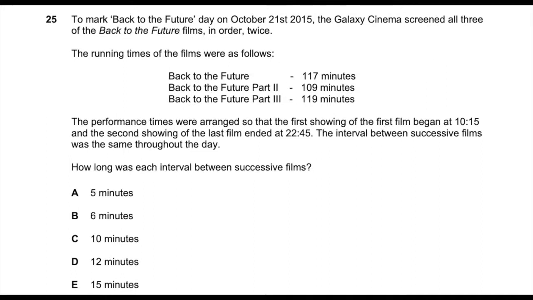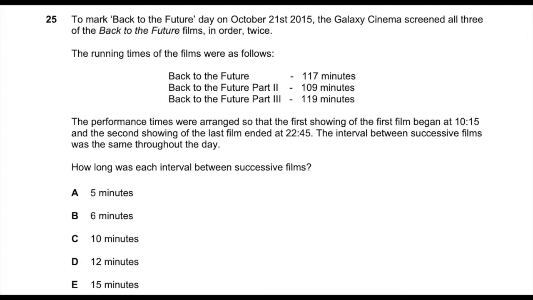sport itself. Question 25. To mark Back to the Future Day on October 21, 2015, the Galaxy Cinema screened all 3 of the Back to the Future films, in order, twice. The running times of the films were as follows. Back to the Future is 117 minutes, Back to the Future Part 2 is 109 minutes, Back to the Future Part 3 is 119 minutes. The performance times were arranged so that the first showing of the first film began at 10:15 and the second showing of the last film ended at 22:45. The interval between successive films was the same throughout the day. How long was each interval between successive films?